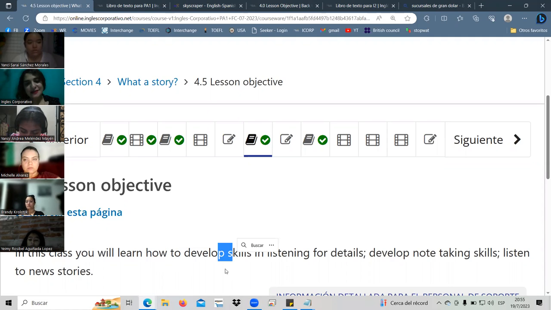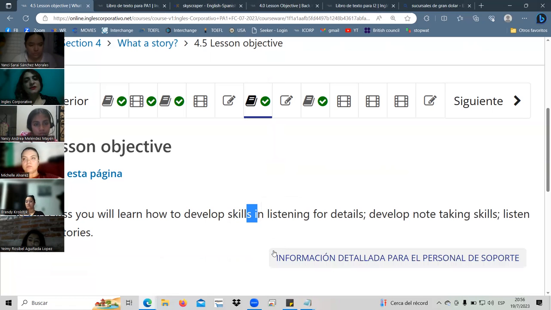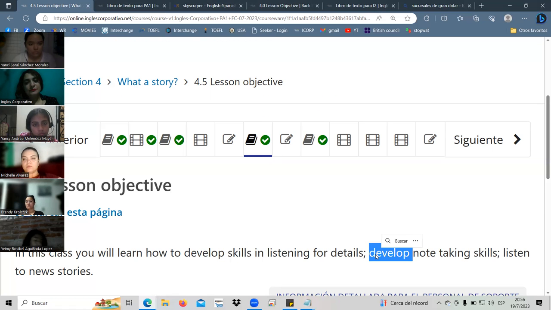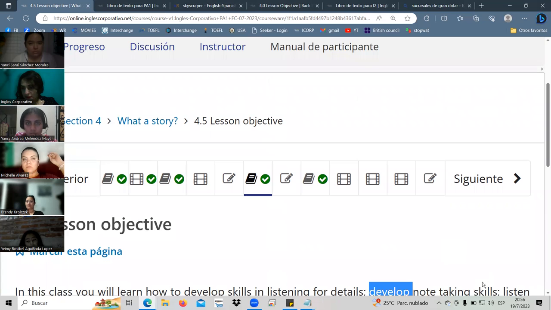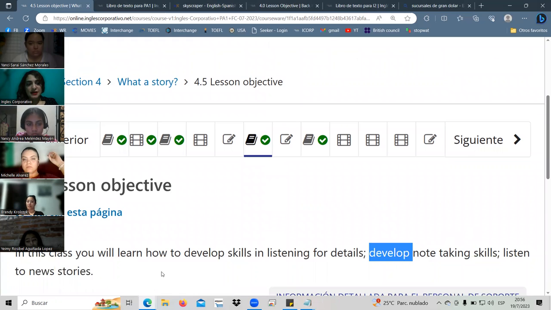Learn how to develop skills, develop skills. Acordémonos, cuando comienza con S, we don't pronounce the E at the beginning, right? Just skills. Skills in, para que se le haga más fácil. How to develop skills in, junto todo. Listening for details. Develop note-taking skills, listen to new stories. O sea, aquí, ¿qué es lo que está diciendo? Desarrolla las habilidades, sí, tomando notas, ¿verdad? Y listen to new stories, ¿ok?